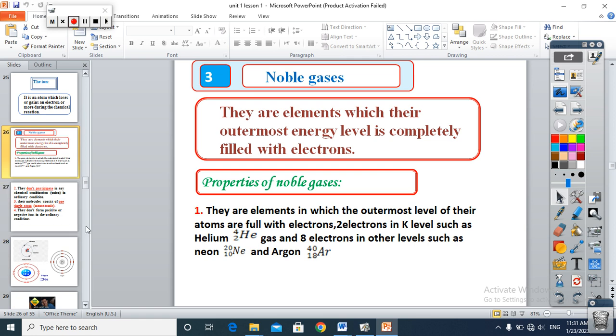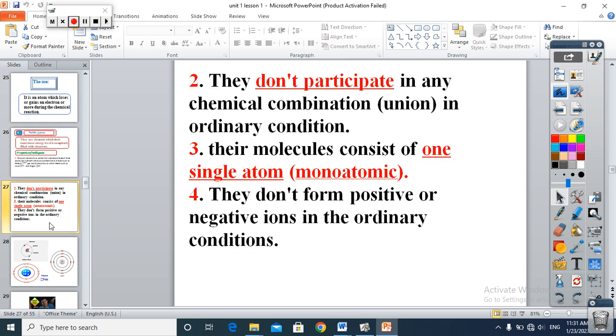The third type is noble gases. What is meant by noble gases? They are elements whose outermost energy level is completely filled with electrons. Properties of noble gases: they are elements in which the outermost level of their atoms is full with electrons. Two electrons in the K level, such as helium gas, and 8 electrons in other levels, such as neon, argon, and so on.